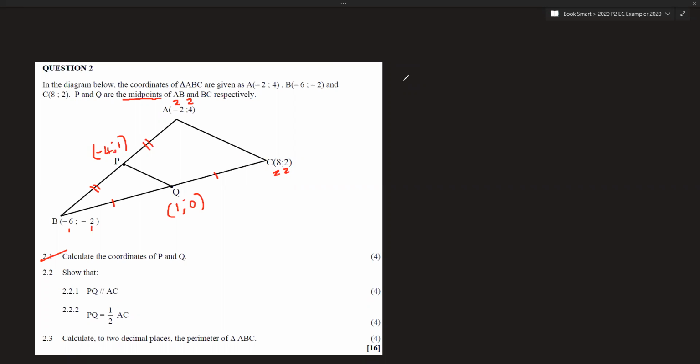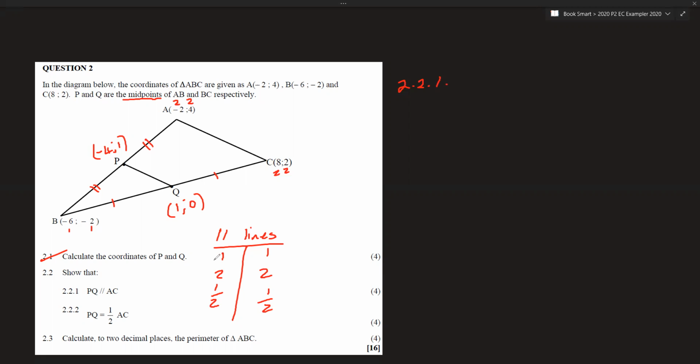So on 2.2.1, they want us to show that this line, which is PQ, is parallel to that line. Let me quickly remind you of the relationships between perpendicular and parallel lines. Parallel lines: if the gradient of the first line is 1, the second line will be 1. If the gradient of the first line is 2, then 2. 1 over 2, 1 over 2, and so on. So parallel lines always must have equal gradients. The gradients must be exactly the same.